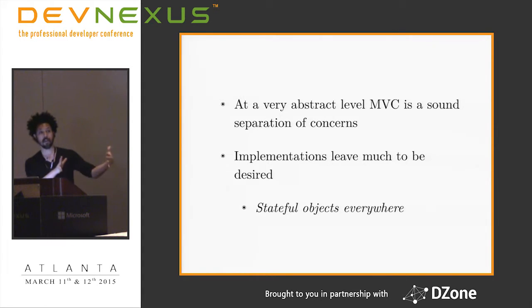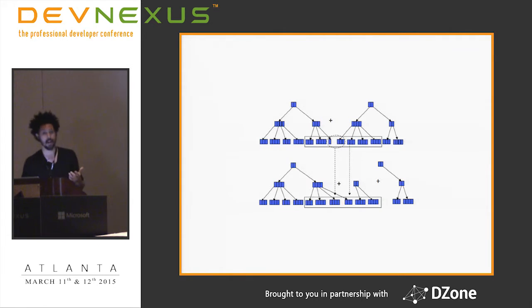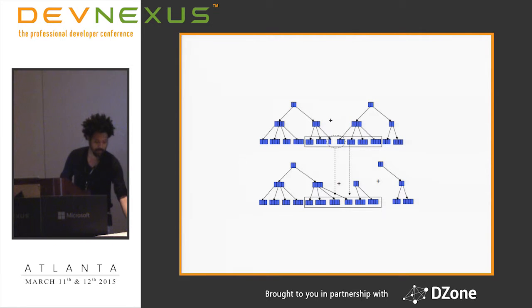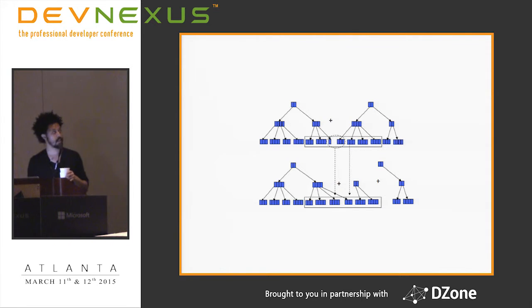So I would like to preserve MVC in this talk, but I want to show that we can actually get the modularity benefits that we like from object-oriented programming, but we can more or less throw out stateful objects. So how would we do that? That sounds a little bit challenging. So in order to understand this, we have to talk a little bit about trees.